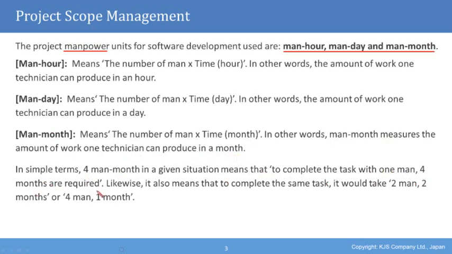And this may take a little bit of getting used to, but once you get used to it, this is a fairly simple concept. Likewise, it means that to complete the same task, it would take 2 men 2 months, or 4 men 1 month. And you can see how you can convert between the different scenarios.